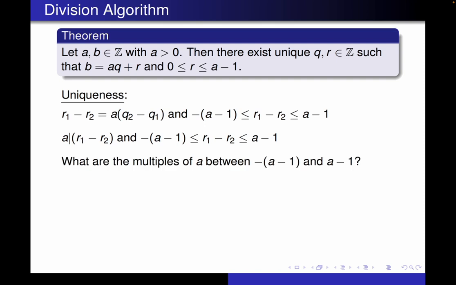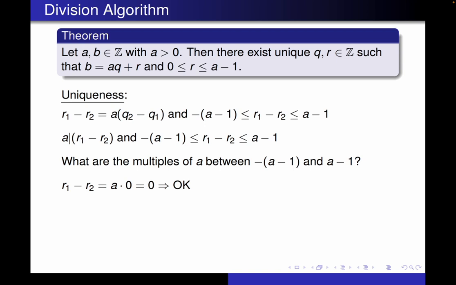So the question I'm going to ask now is, what are the multiples of a between negative a minus 1 and a minus 1? Because whatever it is, one of them is going to be r1 minus r2, right? r1 minus r2 is between negative a minus 1 and positive a minus 1, and it's also a multiple of a. So I'm going to see what possible multiples of a that r1 minus r2 could possibly be. Well, one possibility is it could be a times 0. And if that's the case, then we get r1 minus r2 is equal to 0. If we move the r2 to the other side, that one's okay, right? Being 0 is certainly between negative a minus 1 and positive a minus 1.